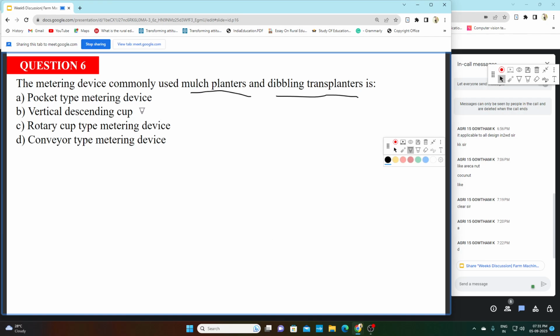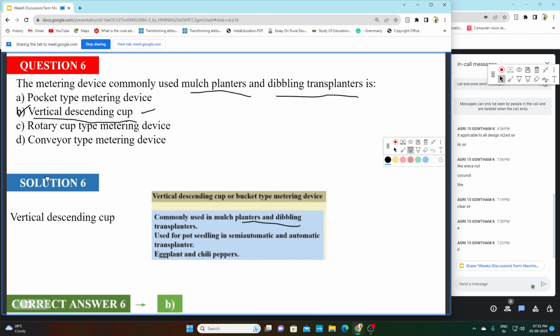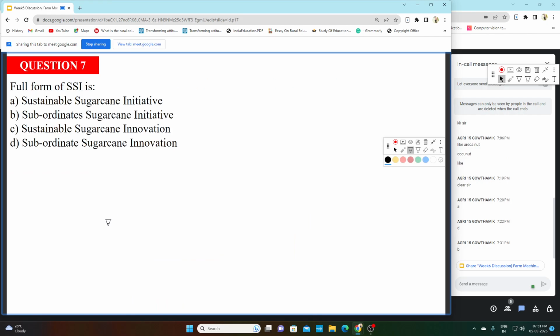Yeah, Gautam is telling B. Any other guesses? Yeah, absolutely, it is B. That is vertical descending cup type metering device. That is used for maize planter as well as dibbling transplanter. So option B is your correct answer. We have already discussed this in the theory portion also, so I hope there is no doubt in this. Let me move to the next question.